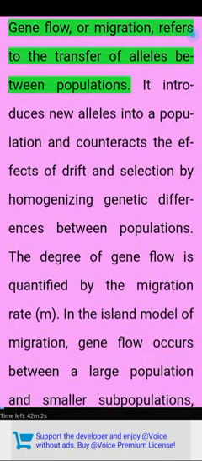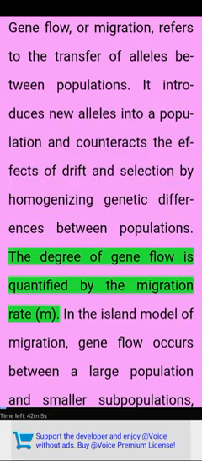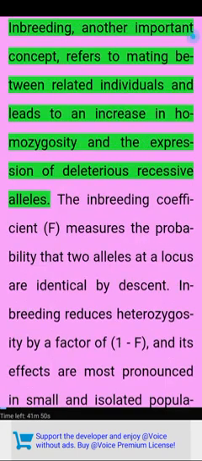Gene flow, or migration, refers to the transfer of alleles between populations. It introduces new alleles into a population and counteracts the effects of drift and selection by homogenizing genetic differences between populations. The degree of gene flow is quantified by the migration rate m. In the island model of migration, gene flow occurs between a large population and smaller subpopulations, affecting allele frequencies depending on the direction and rate of migration.